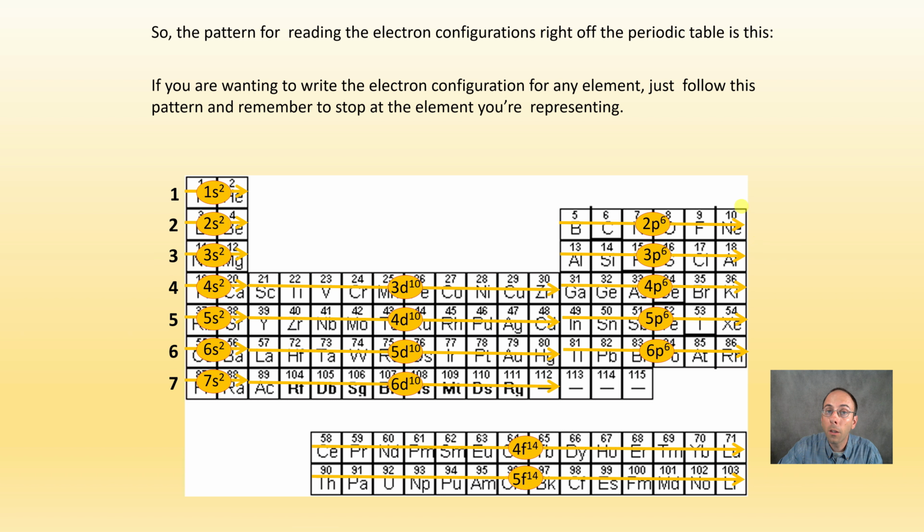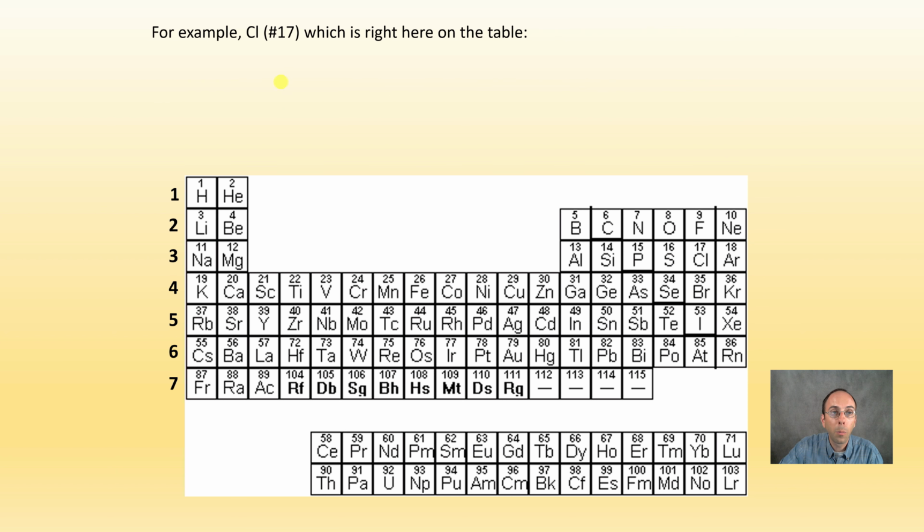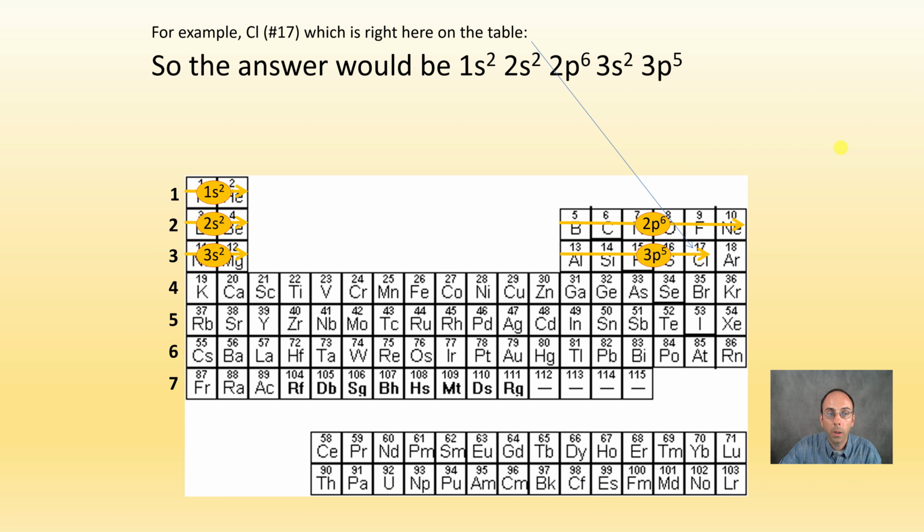If you're wanting to write the electron configuration for any element, just follow this pattern. Remember to stop at the element you are representing or the question that's being asked of you. So for example, chlorine, which is number 17 here, it's got 17 protons. How do we go about doing that? Well, we just keep going through, progressing until we get there. Now we stop at the 3p5 because argon would be 3p6. So we see that buildup, follow that periodic table. This is why it's very important to become familiar with the periodic table of elements.